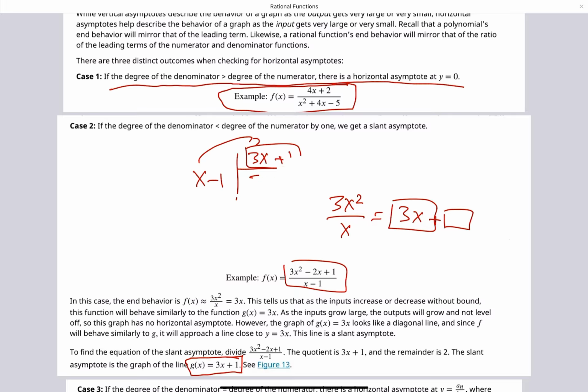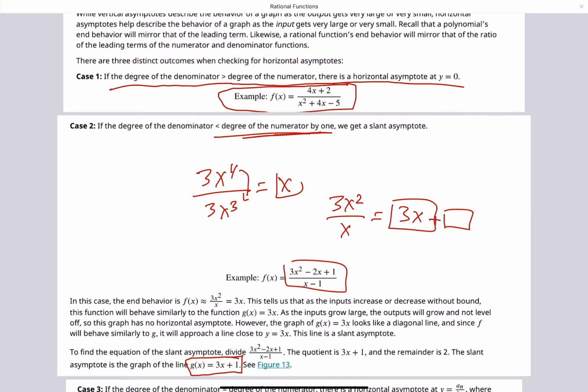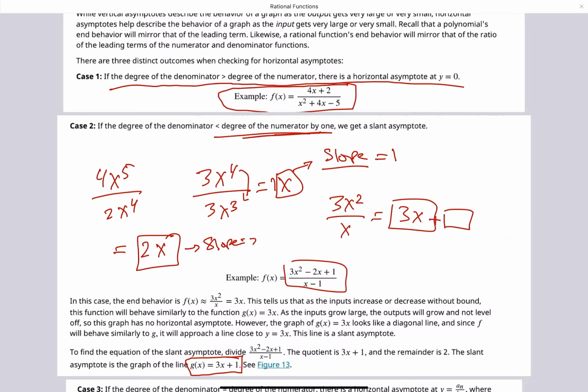Instead, just focus on this: if the degree of the numerator is greater by 1, so let's say 3x^4 divided by 3x cubed, the numerator is greater by 1, you're getting x, right? What is the slope? The slope is the coefficient. It's just 1, which is in front of x. Let's say you get 4x^5 divided by 2x^4. You're going to be left with 2x, right? What's the slope? The slope equals 2.